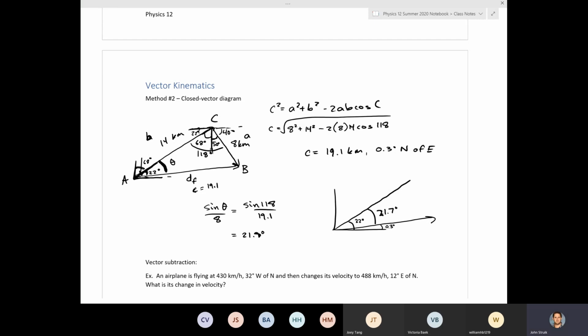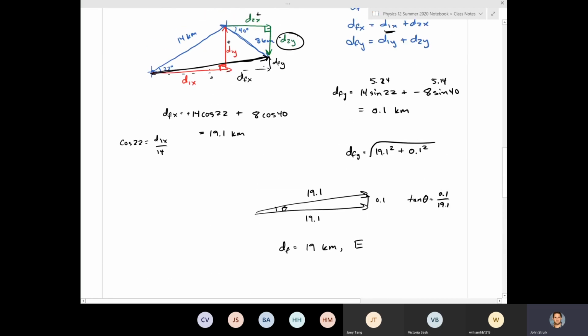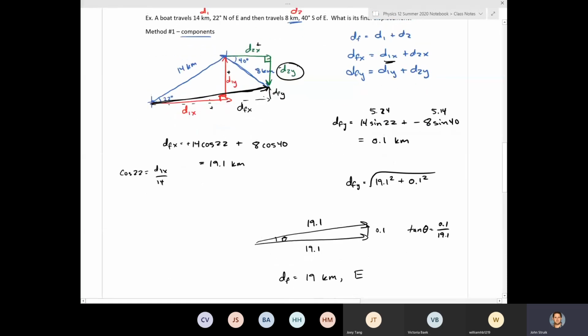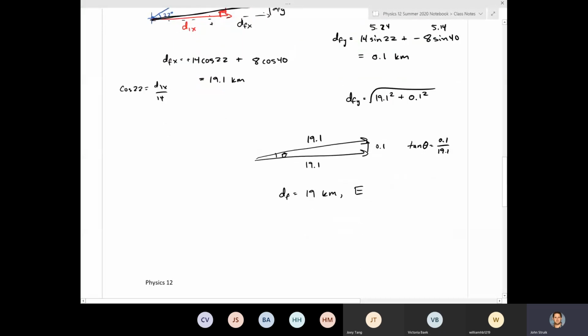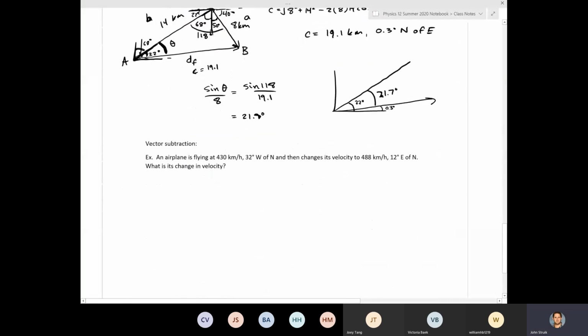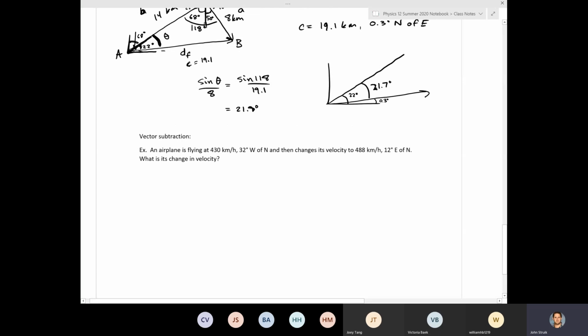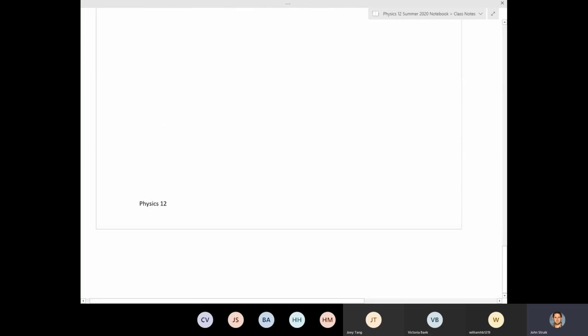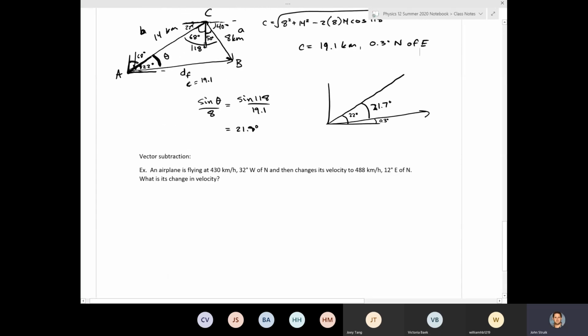Okay, so two methods to solve the exact same thing. My preference is closed vector diagram because I'm more comfortable using sine law and cosine law. But if you like right angle trigonometry and adding components, go for it. It's totally up to you. Before we start vector subtraction, and please stop me if you have questions, just butt in whenever you want.